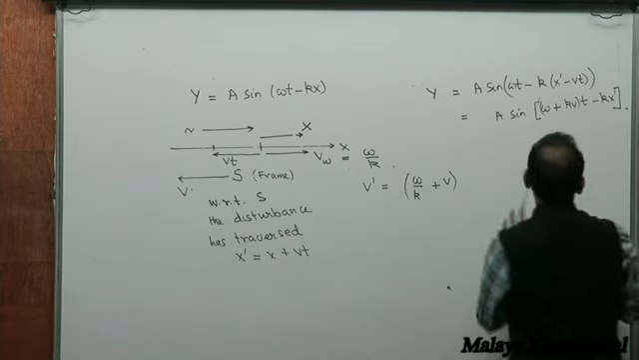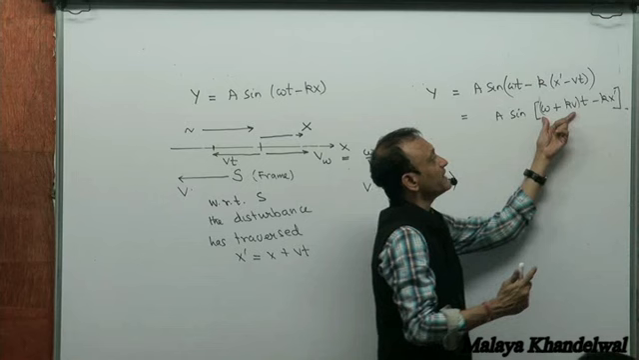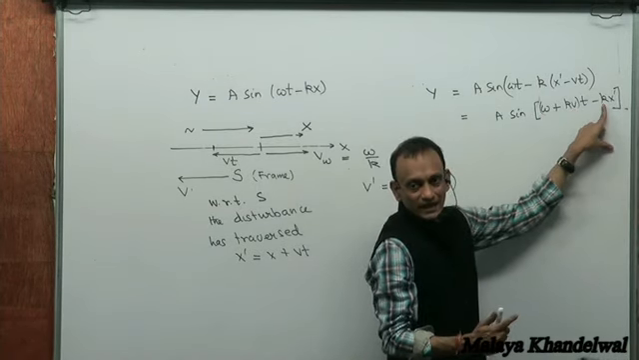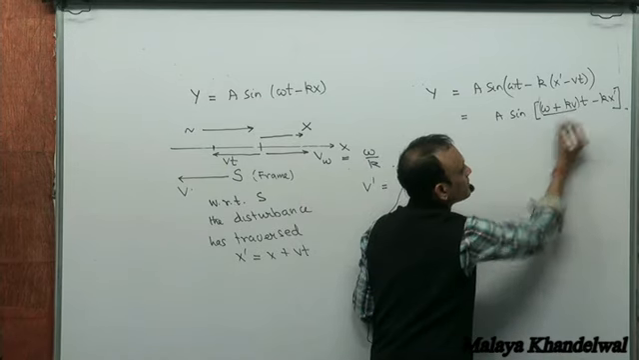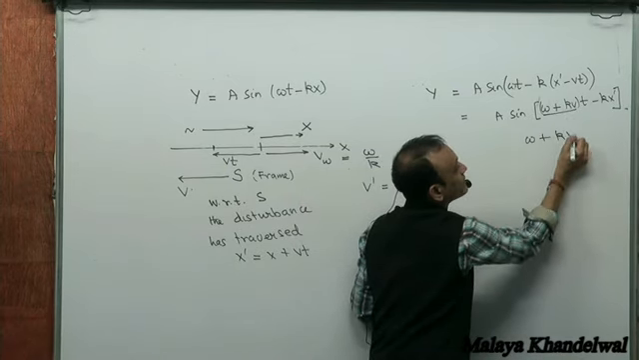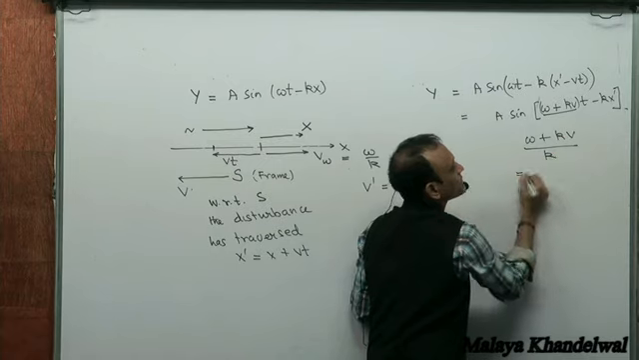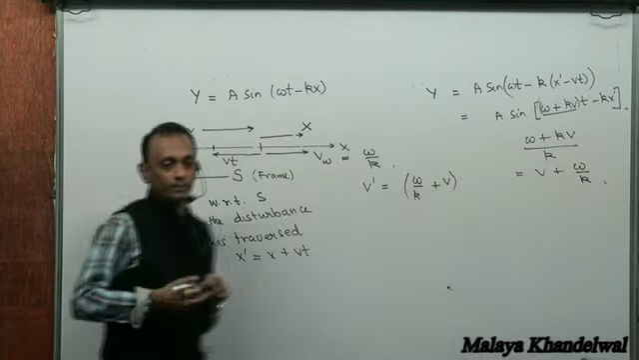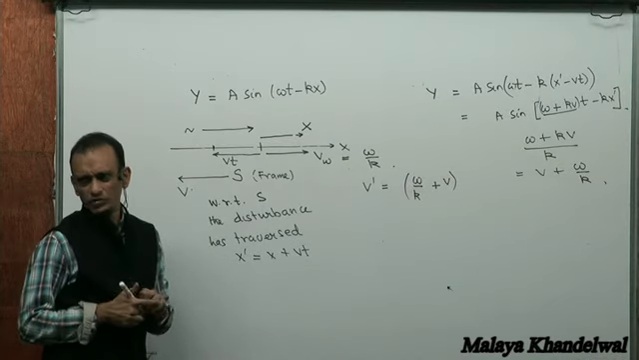Got me? Hey, I could have also looked upon that as, this is my new ω, this is my k. So the wave velocity in this frame is like (ω plus kv) divided by k, which is like v plus ω by k, v plus ω by k. Yes or no? Either way you want to look at it.